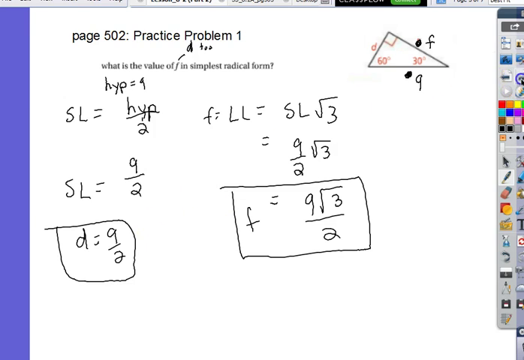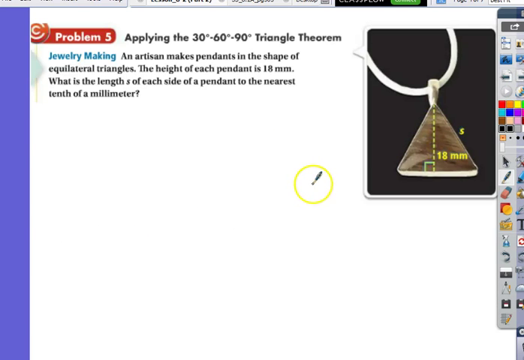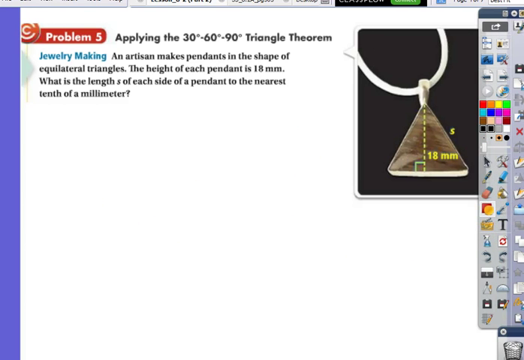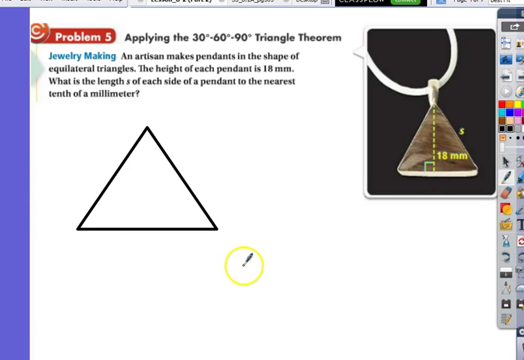All right. So now let's apply it. So you've got this pendant. I'm going to redraw the sketch so I can draw on the pendant. The pendant is an equilateral triangle. So what do we know about equilateral triangles?